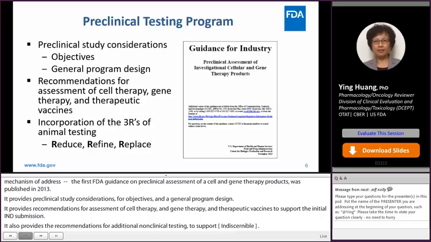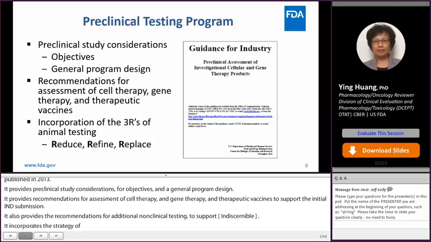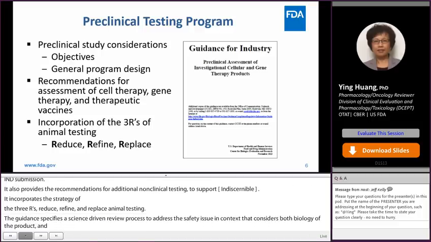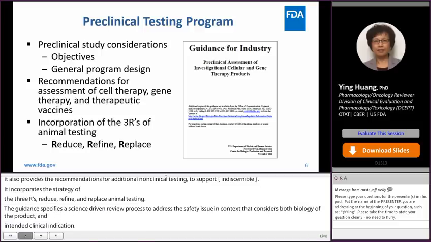Importantly, the guidance specifies a science-driven review process to address safety issues in a context that considers both the biology of the product and the intended clinical indication. This approach incorporates the basic toxicology principles in preclinical testing while introducing a product-specific testing strategy. My talk is derived from the principle and the strategy of the guidance.